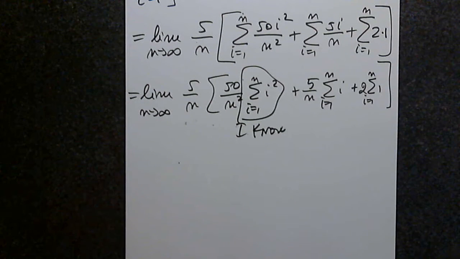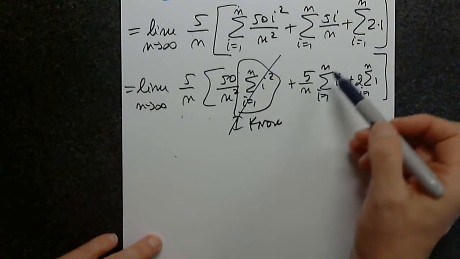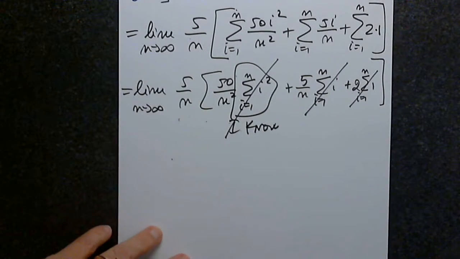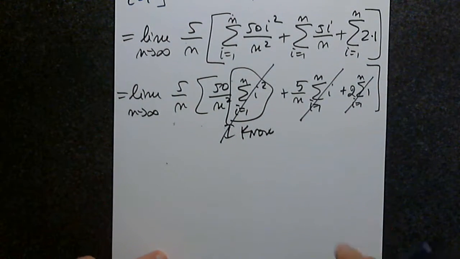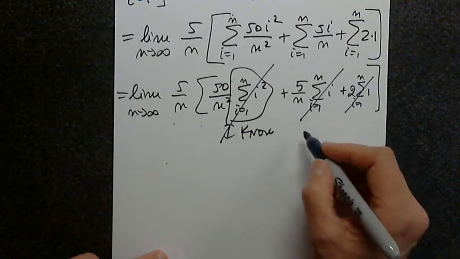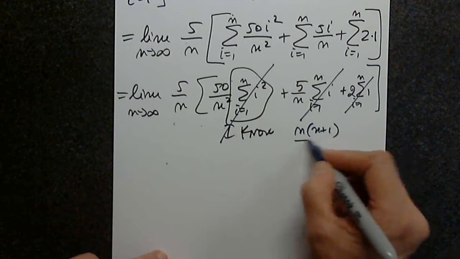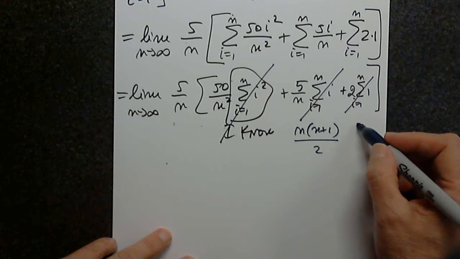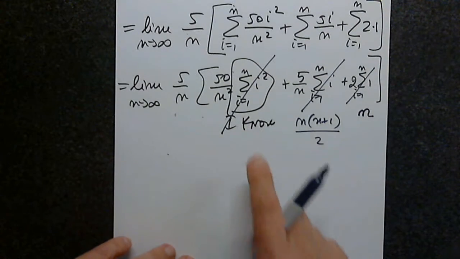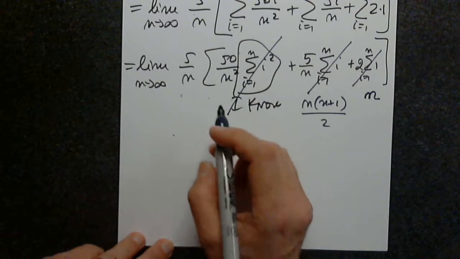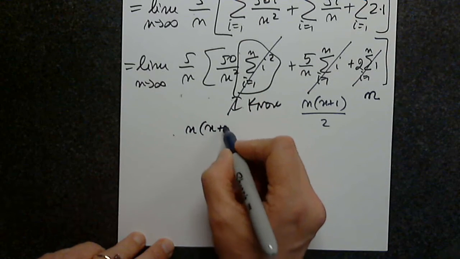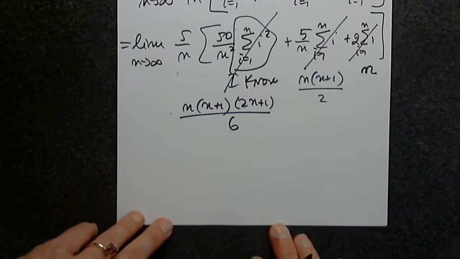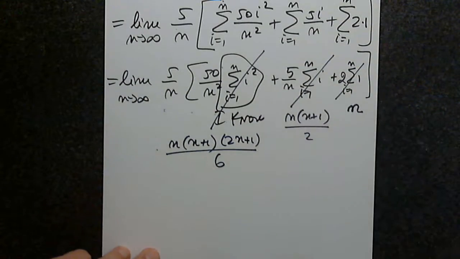We're getting very close. This has to be replaced, this has to be replaced, this has to be replaced. Don't cross it out like that. Of course, I'm making a point. This one is nice: n plus 1 over 2. This one is nice. How much? n. This one is not as nice: n plus 1, 2n plus 1 over 6. That's my next step. I replace these summation notations.